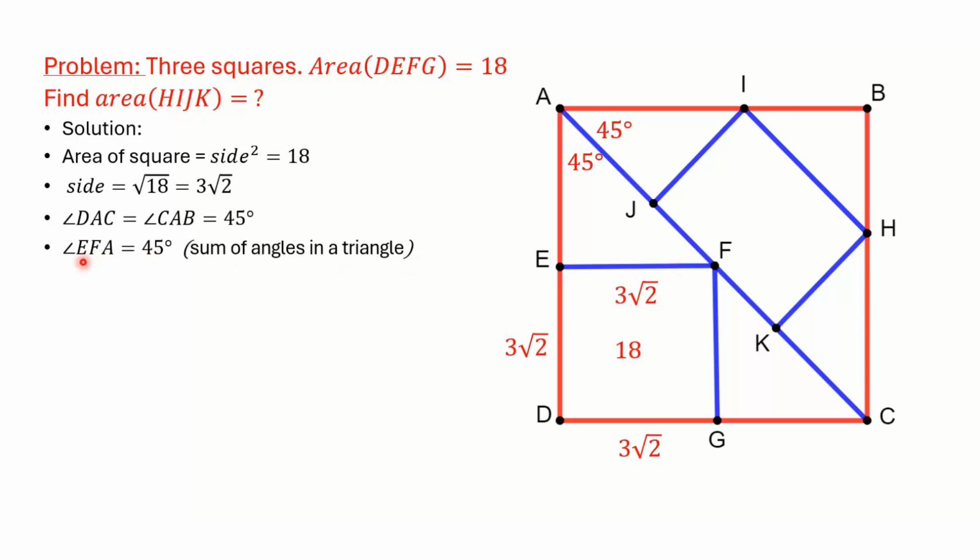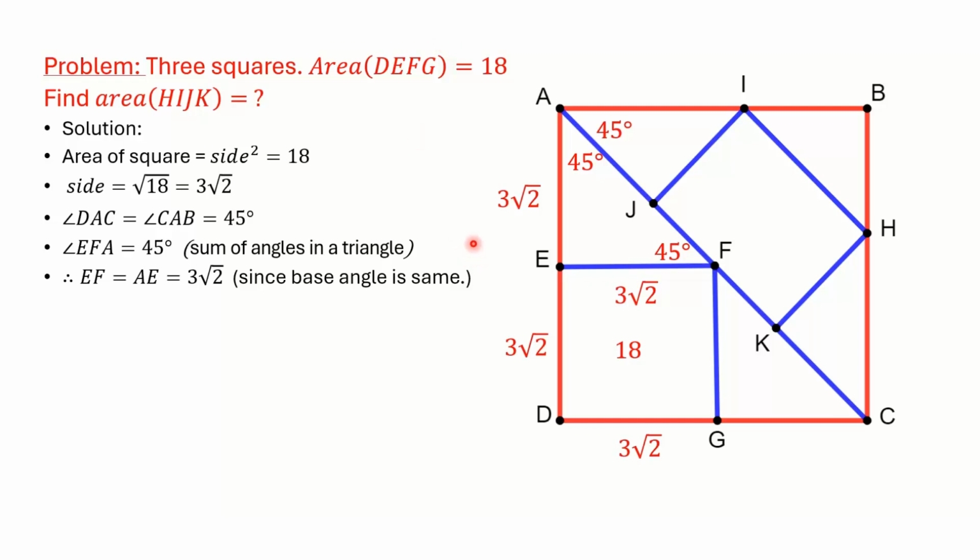So now I can say angle EFA, that is this angle, is equal to 45 degrees because the sum of all the angles in a triangle is 180 degrees. This is 90, this is 45. So this has to be 45 degrees. So this angle is 45 degrees. Now this is 45, this is 45. This means this is an isosceles triangle. This means this side is equal to this side and this is known, that is 3 root 2. This means AE is equal to 3 root 2. So this length is 3 root 2.